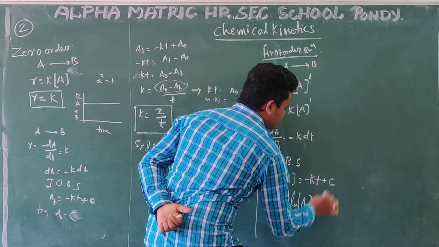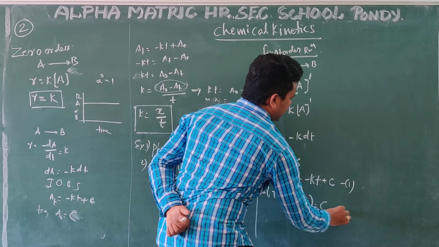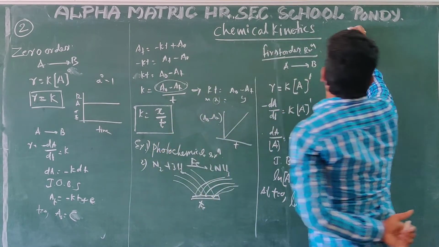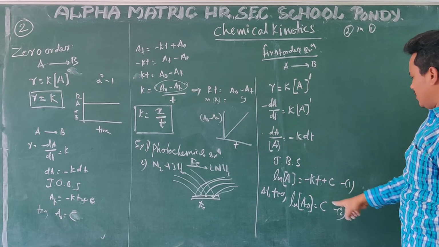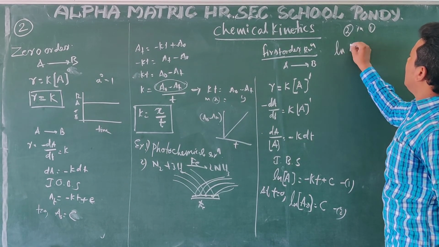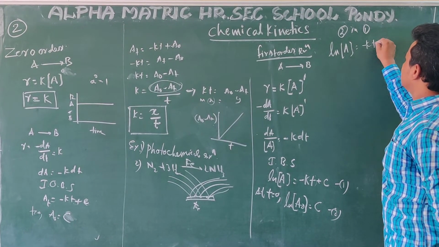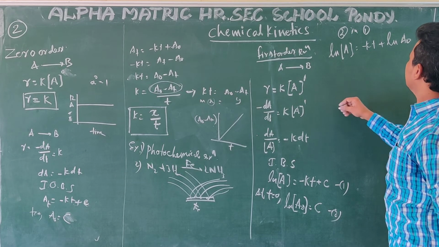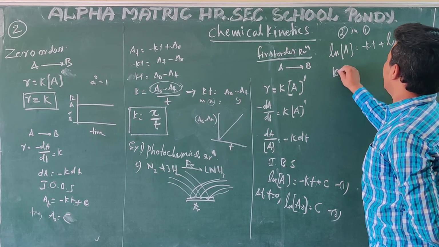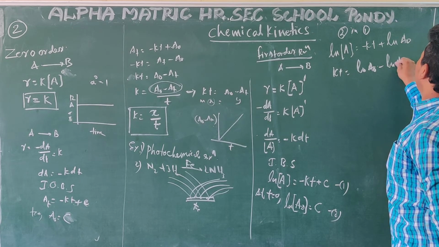At that time this value will be 0, that is C. C value will be A naught. So keep that equation 2 in 1. What I can write from 2 in 1 means ln A gives minus KT plus ln A naught. KT is on this side: ln A naught minus ln A.